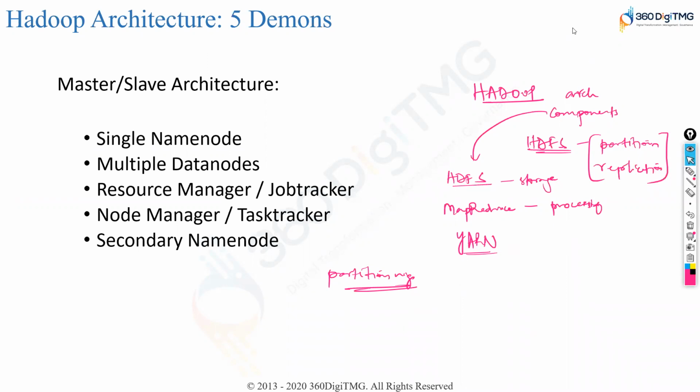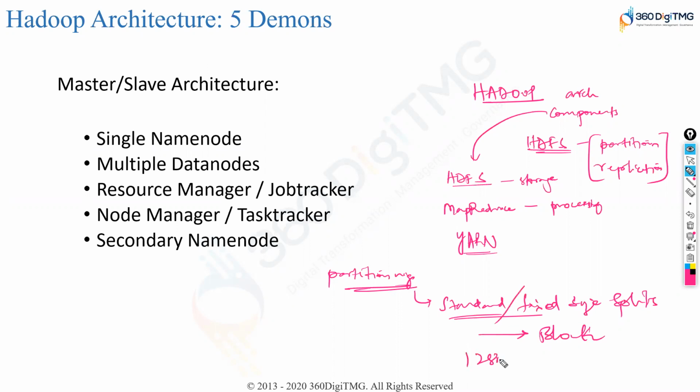Very good. So partitioning is done based on standard fixed size splits of data. And this split is called a block. And the standard or fixed size is 128 MB, as the most practiced.